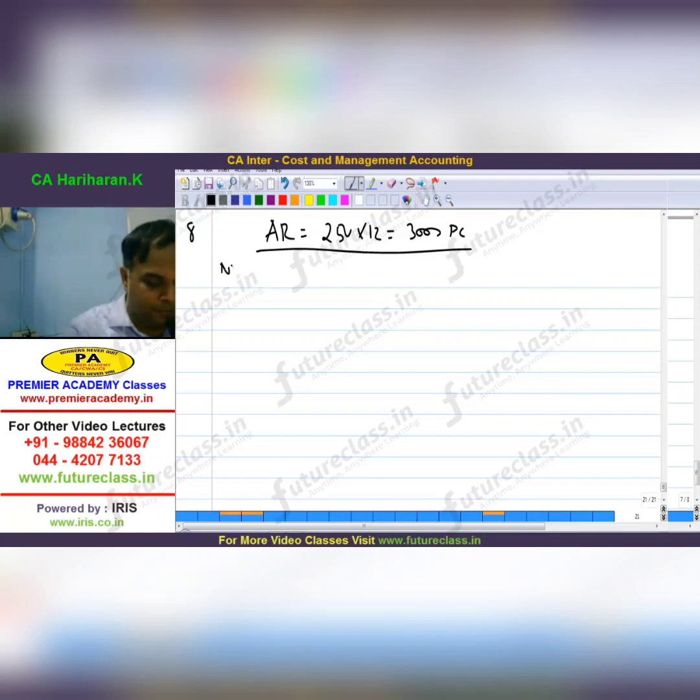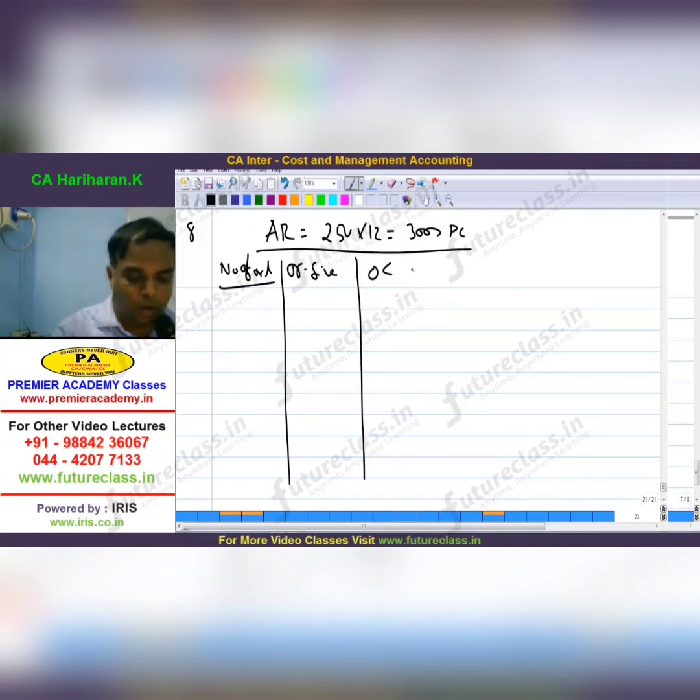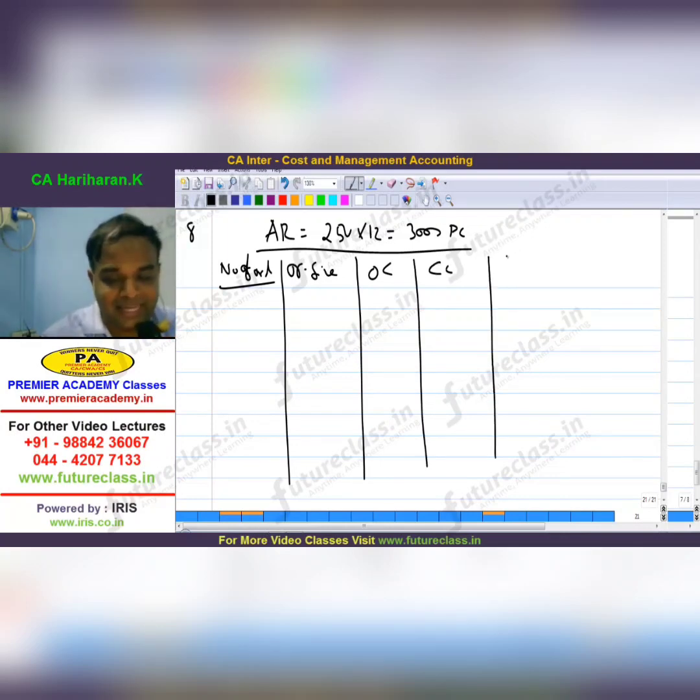Now, number of orders, order size, ordering cost, carrying cost. Ordering cost plus carrying cost is equal to associated cost. Least of the associated cost is called economic ordering quantity. Least of the associated cost is called what? Economic ordering quantity.